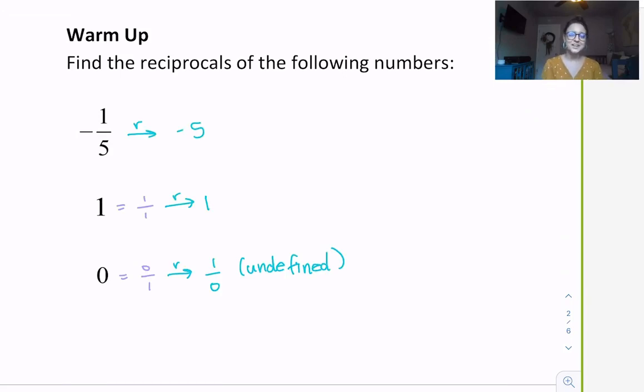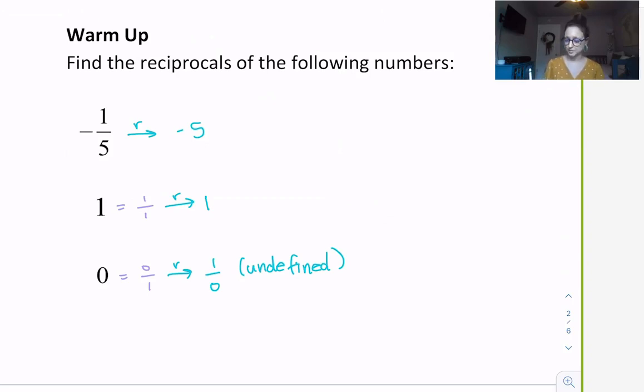Alright, answers are on the screen. Remember, reciprocal means you're just going to flip the numerator and denominator, but do keep the signs. So the reciprocal of -1/5 is -5. Reciprocal of 1 is still just 1. And here's an important one that we're going to be using as well today. The reciprocal of 0 is 1 over 0, which is undefined.